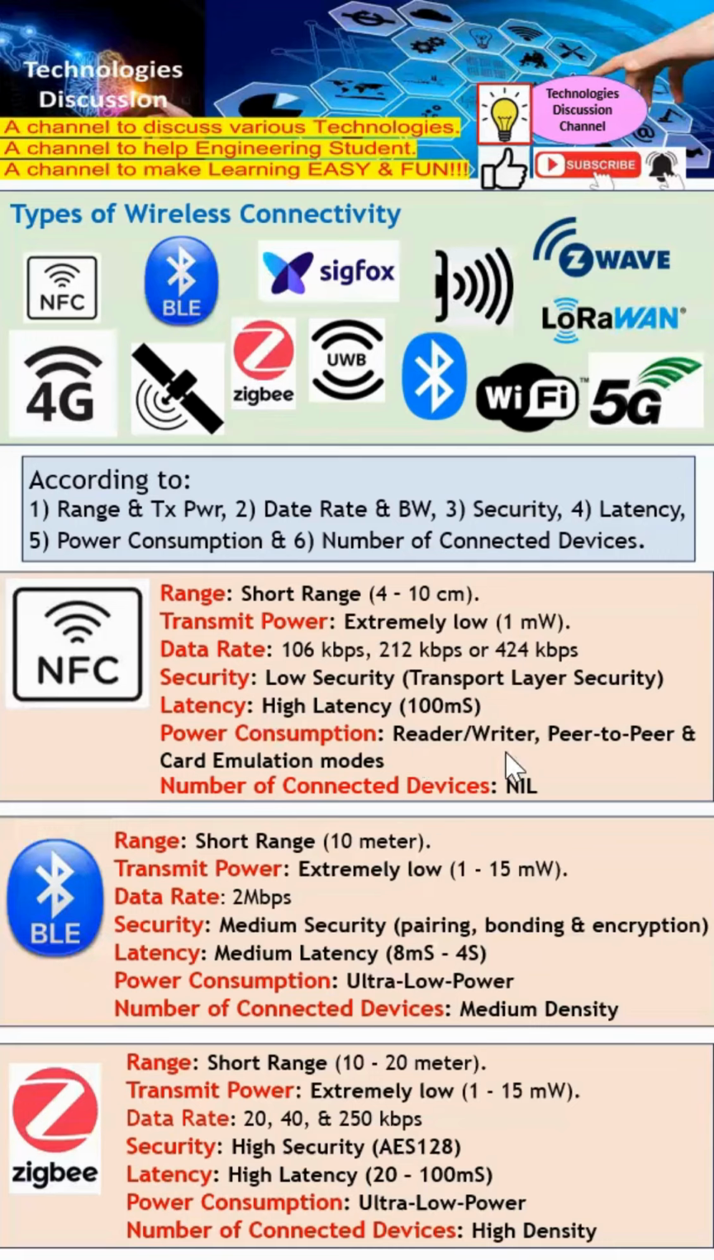One is the reader and writer, which consumes the most power, followed by peer-to-peer, and the card emulator mode, which can be almost zero power or batteryless. These are like our RFID cards. The number of connected devices is mainly point to point. Like I mentioned, I probably can't go into much detail. If you need to see the characteristics, you can pause the video.